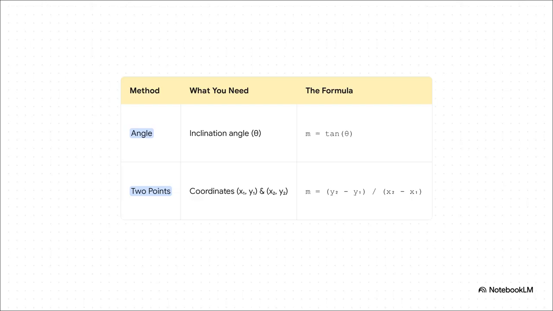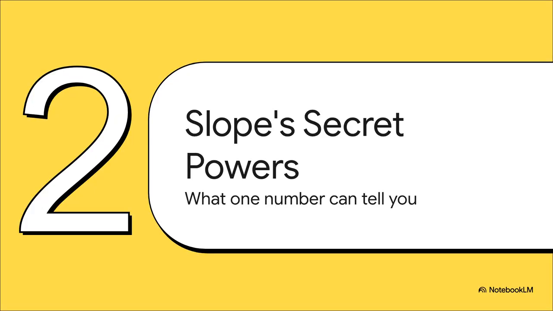So here we have two totally different paths to the exact same destination. Whether you start with an angle or you start with 2 points, both of these formulas are going to give you the very same number, m, the slope. And this is the key because it's one single powerful number that really captures the line's entire personality. And this is where the power of m really starts to show itself.